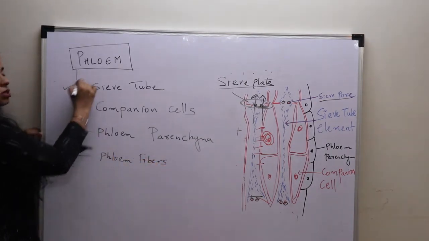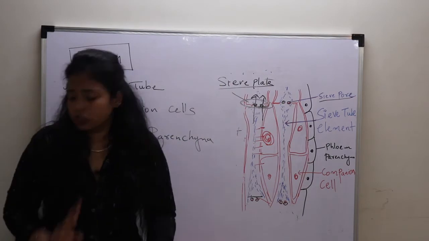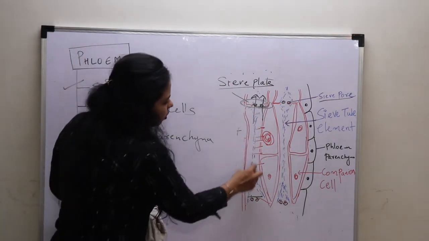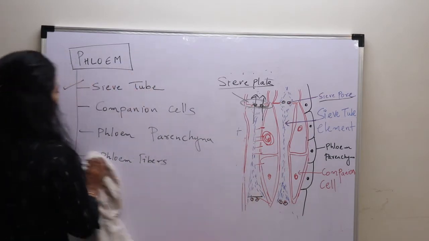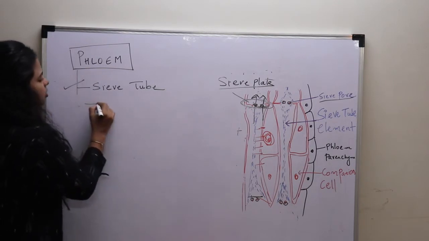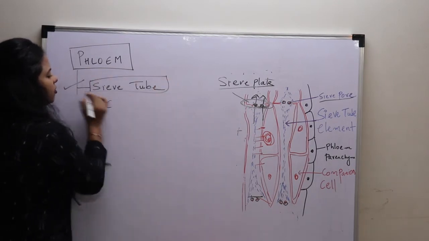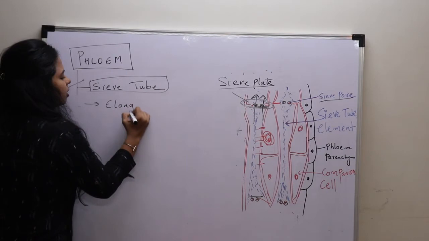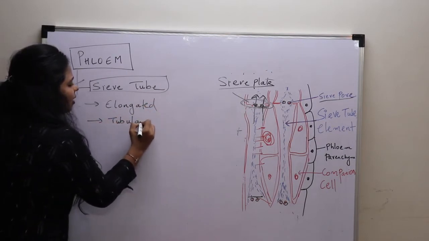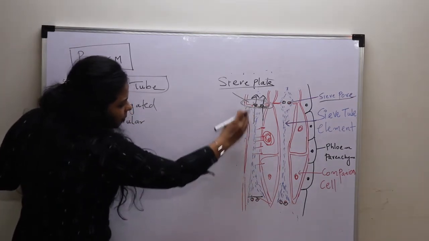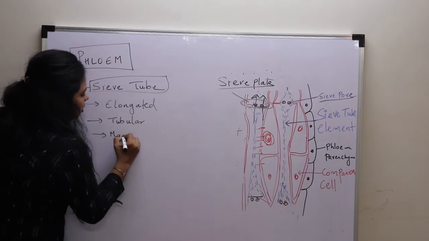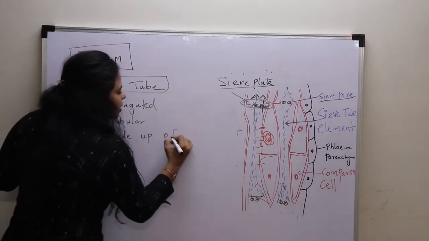Okay, so let us focus on the first part, that is sieve tube. Now as you can see here in the diagram, the blue part is the sieve tube. Now any tube is basically what? It is an elongated structure. So sieve tube is elongated, again it is tubular. Here you can see the blue part, that is called sieve element. So sieve tube is made up of sieve elements.